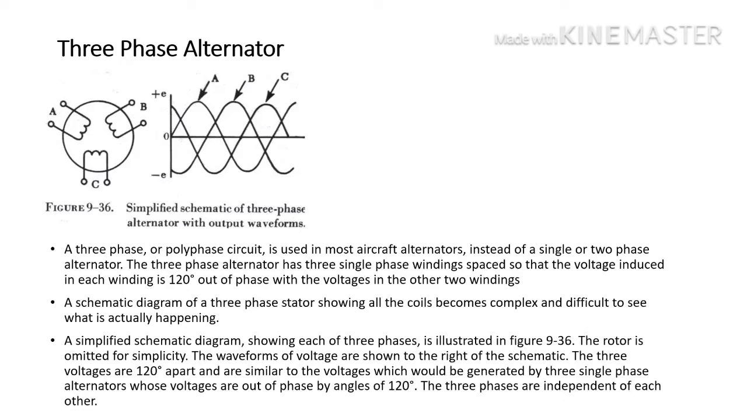The three voltages are 120 degrees apart and are similar to the voltages which would be generated by three single-phase alternators whose voltages are out of phase by angles of 120 degrees. The three phases are independent of each other.